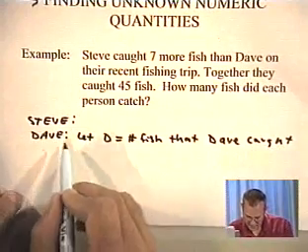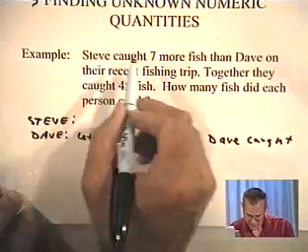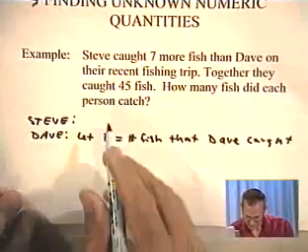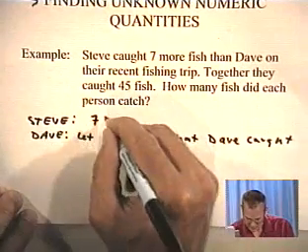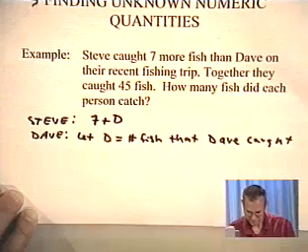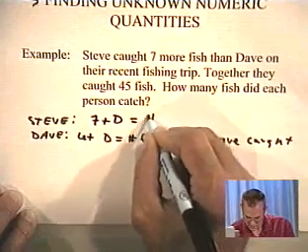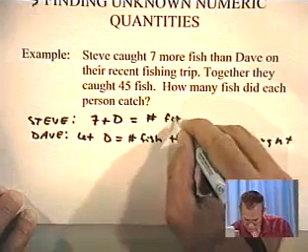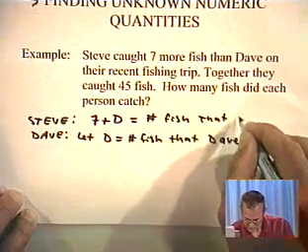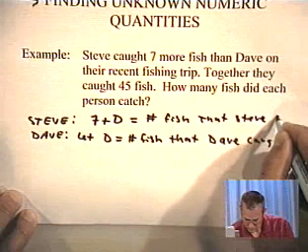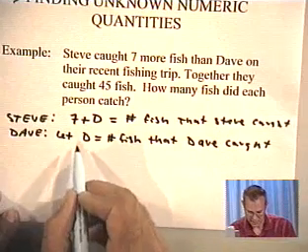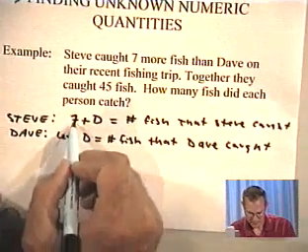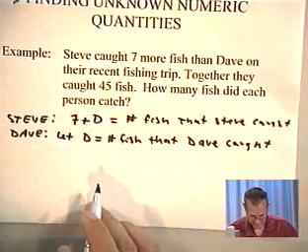If Dave caught D fish, then Steve would have caught 7 plus D fish. So the variable is D. Dave caught D fish, Steve caught 7 plus D fish. Okay.